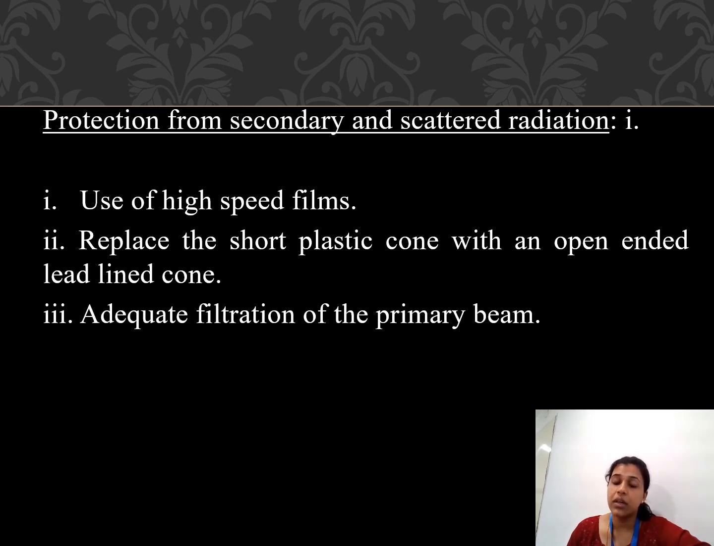The specialty of these films is that they have a higher crystal size. So the higher the crystal size, the less time taken for the emulsion to react with X-ray photons. So we can use higher speed films and replace the short cone with an open-ended lead lined cone. So X-rays are less divergent when we use an open-ended lead lined cone, and we can adequately filter the primary beam. When we use the filter, we can filter out the low energy photons. These low energy photons will add to the radiation dose, so we can use these filters to reduce the radiation dose.